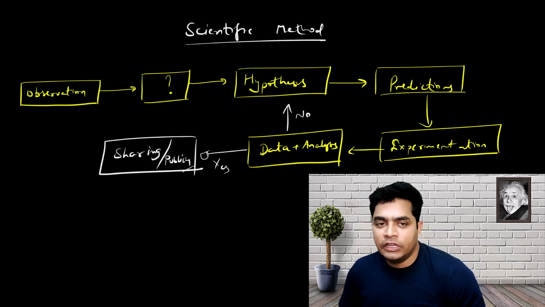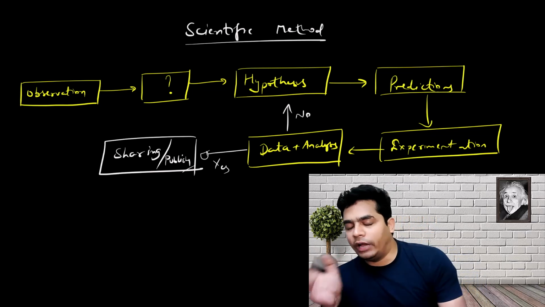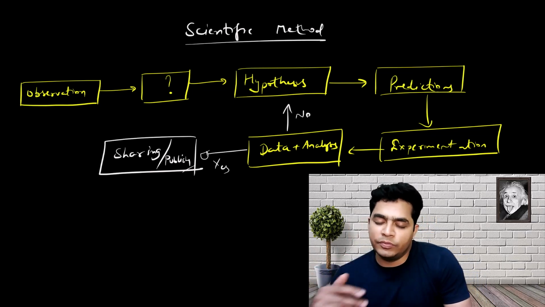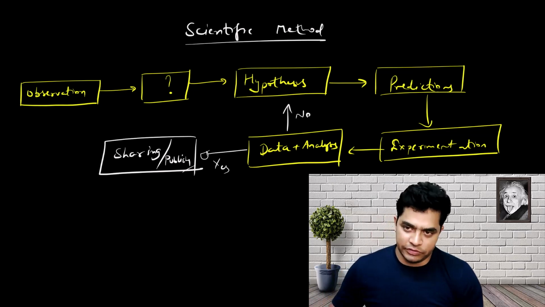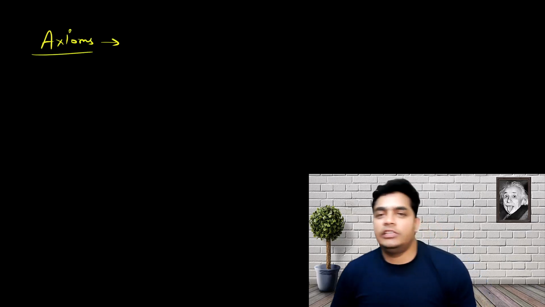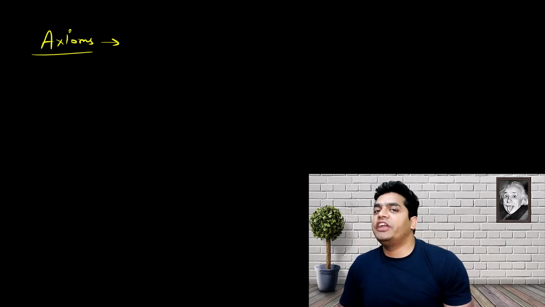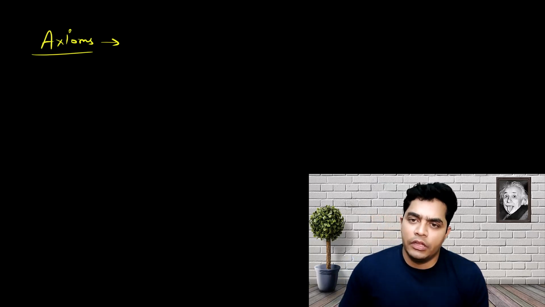Now guys, you might have heard of some words related to hypothesis. These are axioms, postulates. How are axioms and postulates different from hypothesis? So when I say axioms, axioms are statements which are self-evident and need not be proved. Okay, let me give an example.